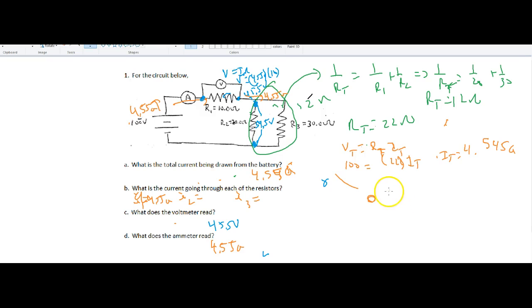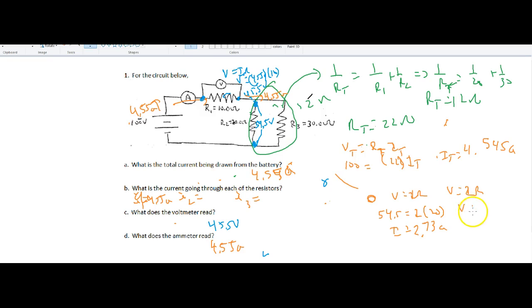And if that's the case, then I can figure out the current through each of these by simply going V equals IR, because both things in parallel are going to use the full voltage, right? So I'm going to get 54.5 volts is equal to the current, which I don't know, times 20. I go 54.5 divided by 20, and I get 2.73 amps.